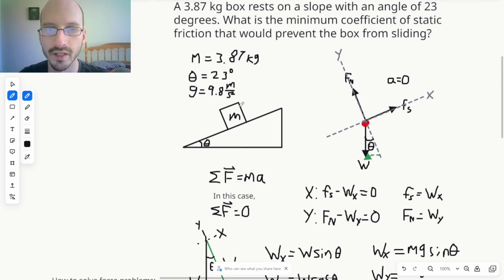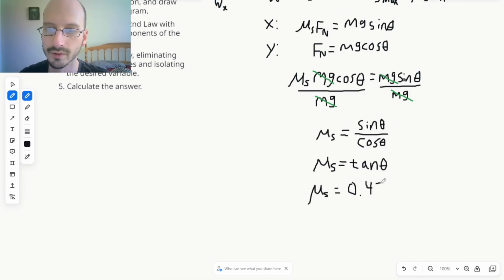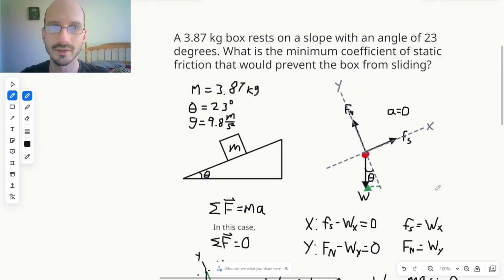And our angle is 23 degrees, and the tangent of 23 degrees is 0.42. So notice here, the minimum coefficient of static friction required to prevent an object from moving on a slope does not depend on the object's mass at all. In fact, it doesn't depend on the gravity either. It only depends on the angle of the slope. So that's it for today.